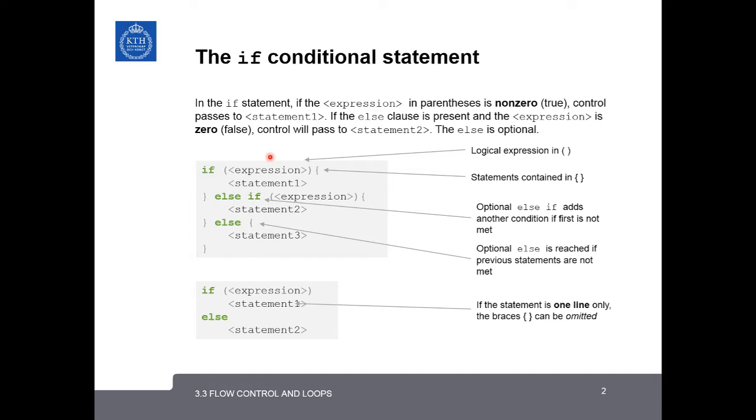If the logical expression contained within the if statement is not true, then control passes to an optional else if statement, which can add another condition if the first one is not met. If this condition is met, then control passes to statement 2. You can continue with several else if statements until finally you can end with an optional else statement. Notice that the syntax for each of these conditions requires curly braces that contain the statements for if each of the conditions is met. That includes the if statement, the else if statement, and the else statement.